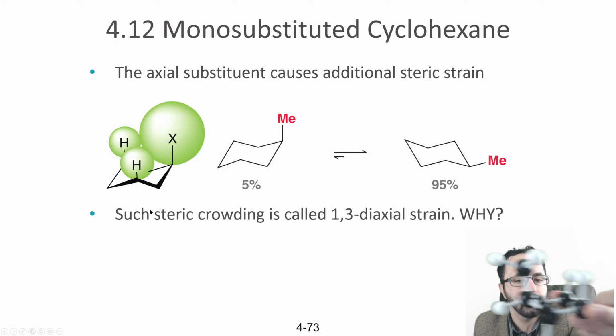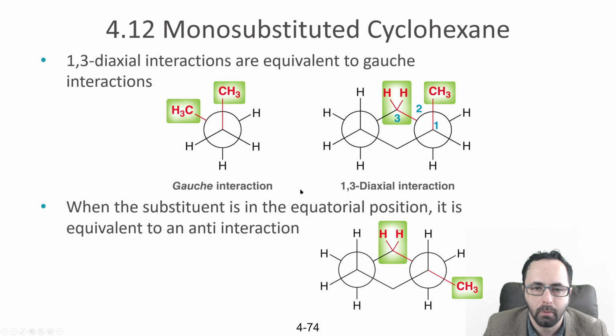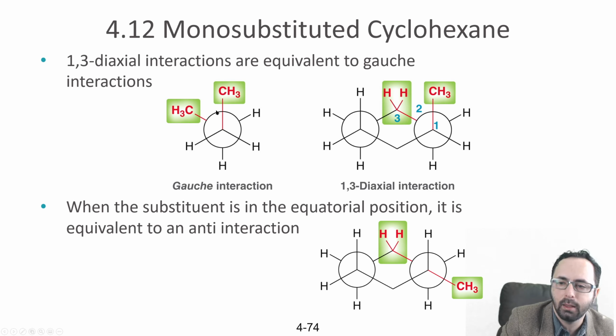Here's the real model. Here's the flat paper model. And so this is referred to as 1,3 diaxial strain. And that strain doesn't exist when the methyl group is equatorial, only when it's axial. So the 1,3 diaxial interactions are equivalent to a gauche interaction in terms of energy. And so remember that was 3.8 kilojoules per mole of energy cost.